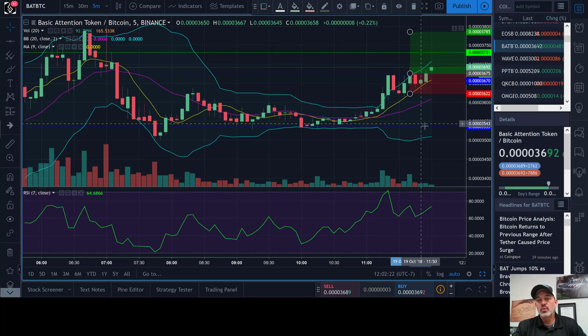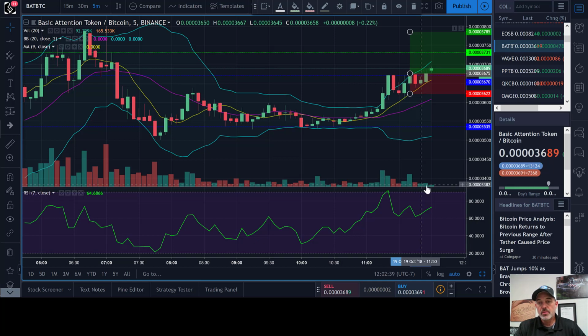as we don't want to let this turn completely negative against us. It's been running momentum-wise okay. We're above the moving averages. We're below the upper Bollinger Band, so it's not overbought.